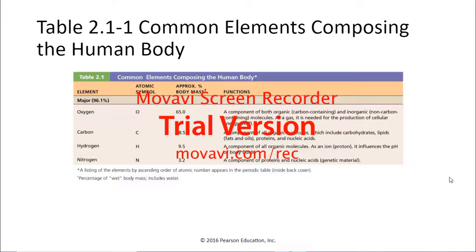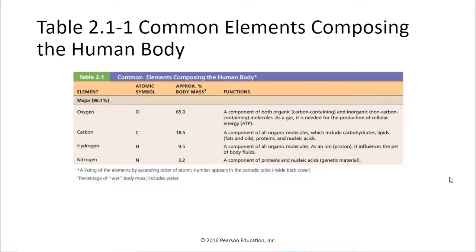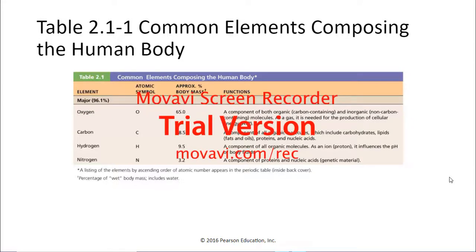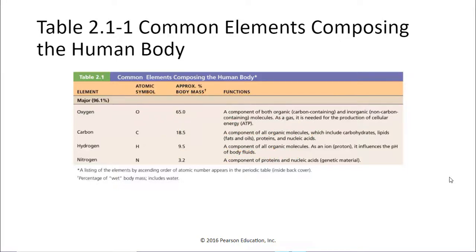Okay, so oxygen: a component of both organic, carbon-containing, and inorganic, non-carbon-containing molecules, a gas. You need it for cellular respiration. In cellular respiration, you make the majority of your ATP through aerobic processes, meaning using oxygen. Oxygen is the final electron acceptor in the electron transport chain, and when it accepts that final electron, it gets transformed into water. So it's very important. You can't live without it because we need ATP. You can't make enough energy without oxygen.